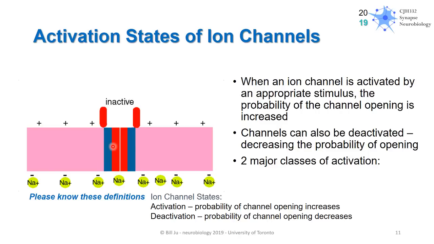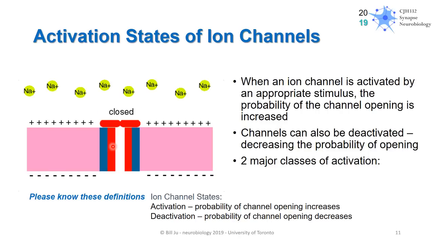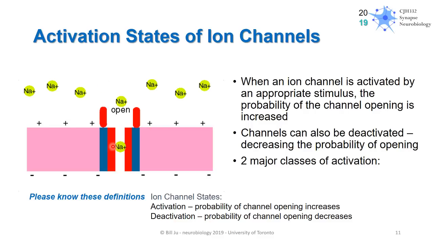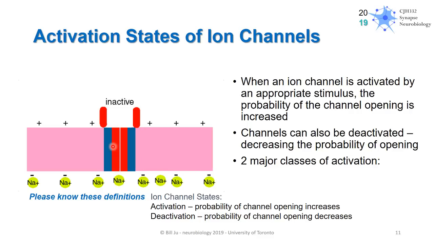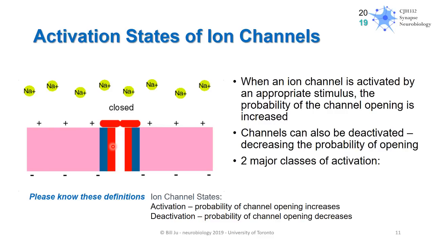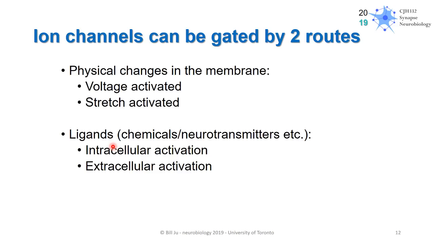So there's a change in the charge across the membrane. This is representing the membrane potential. And one of the things that happens is this is a voltage sensitive channel. So it's voltage dependent. The change in voltage activates the channel, increasing the mean open time, or the probability that the channel will be open, and then it deactivates or it closes.